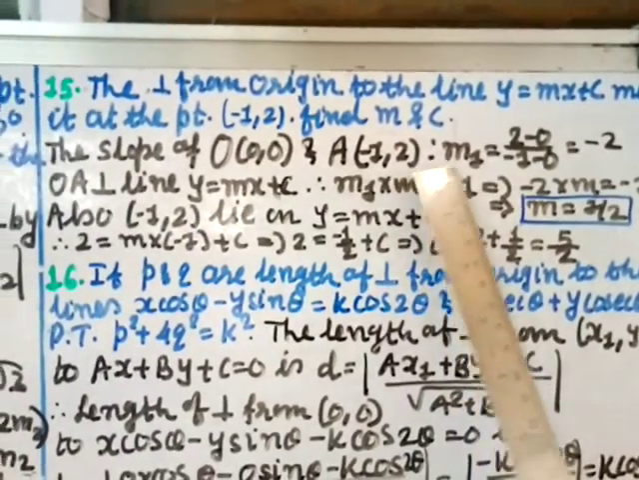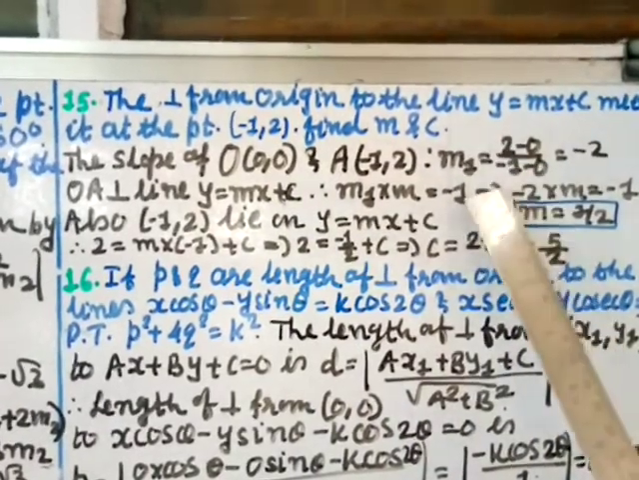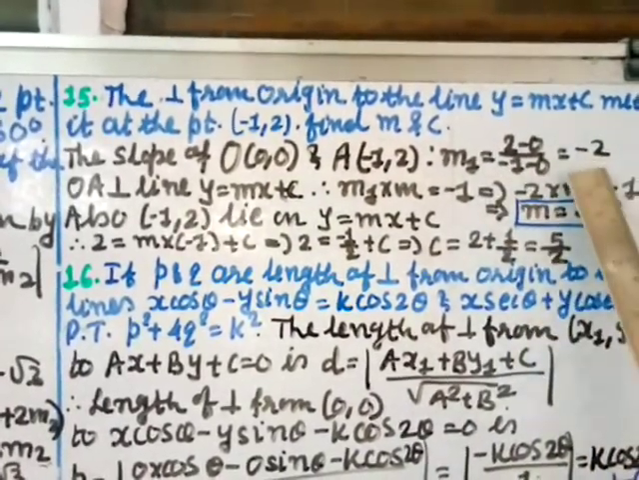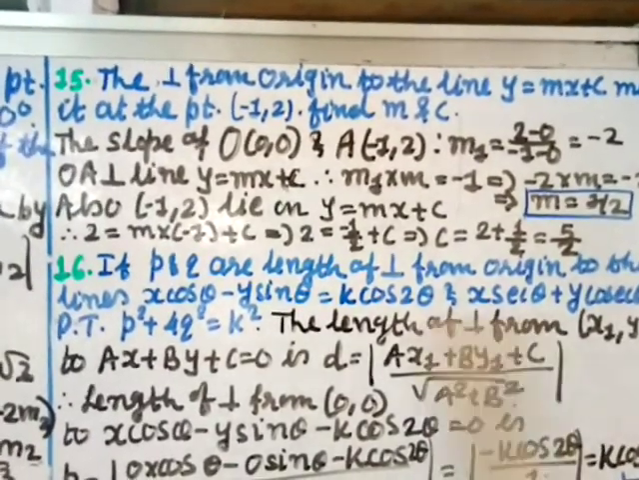So I find m1 equal to (2 minus 0) divided by (minus 1 minus 0). This gives you 2 by minus 1, that means minus 2. Okay, that is the slope of the line joining O and A, the origin and the point given to us.